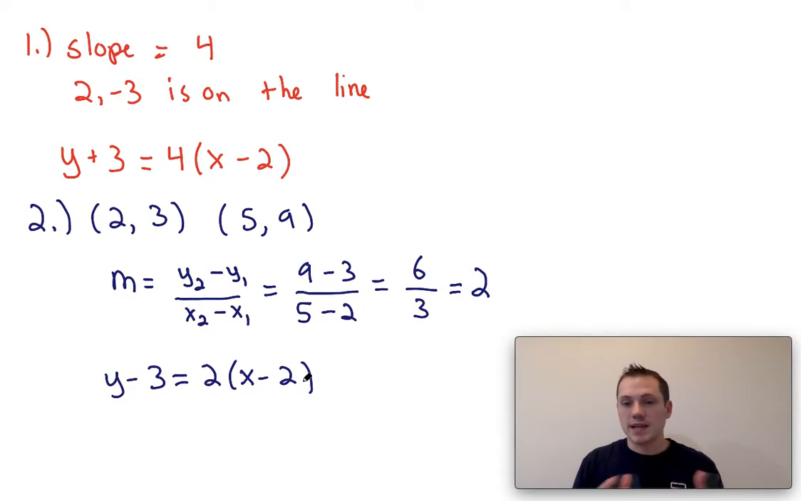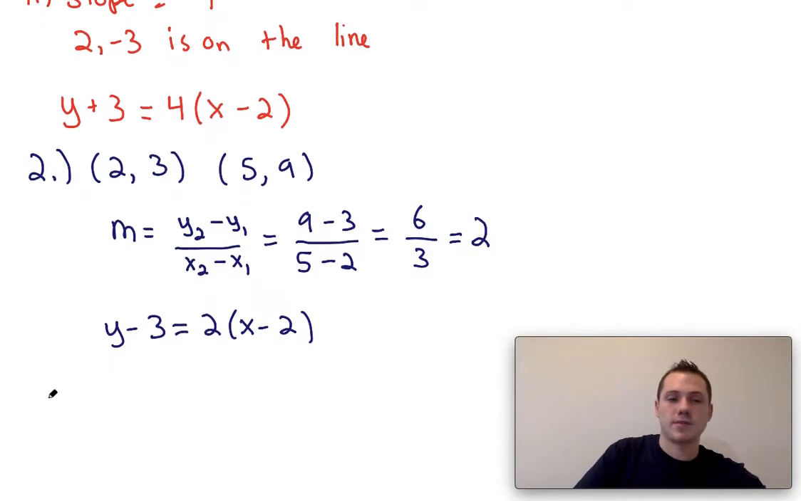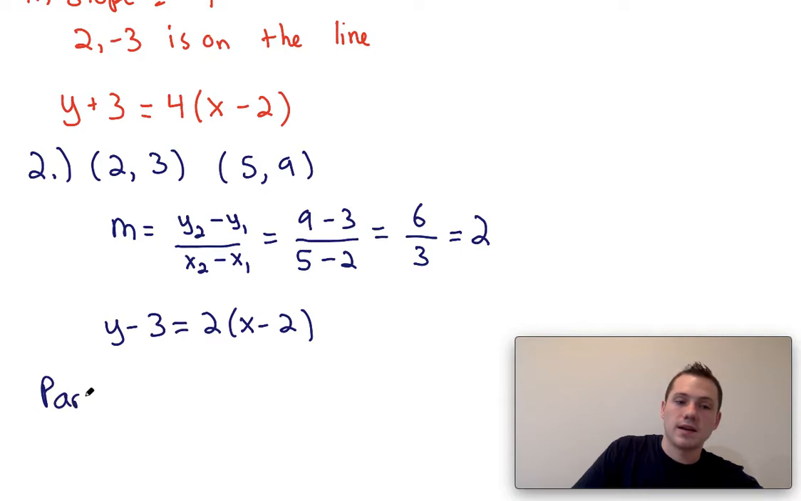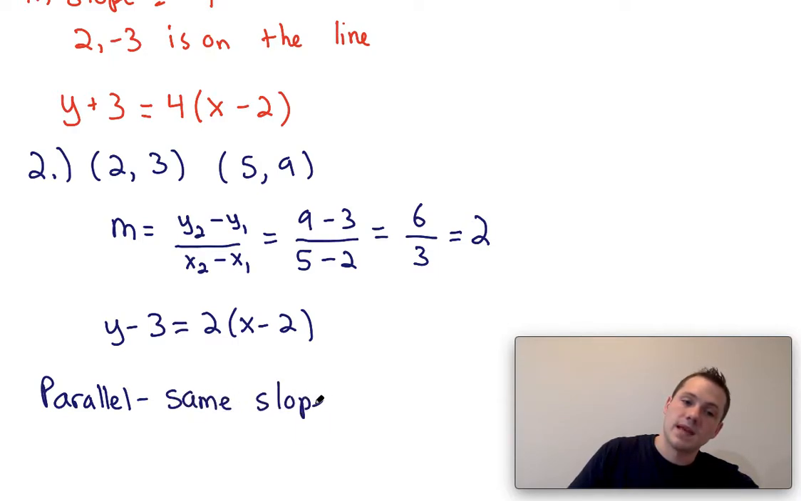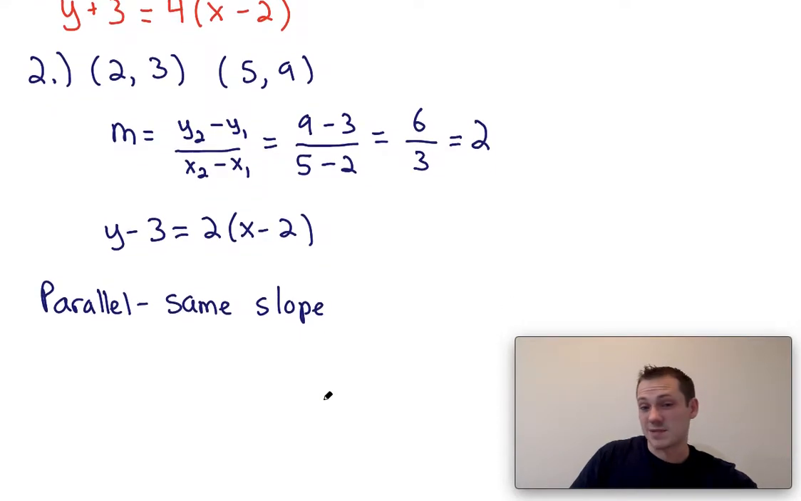Now, there's a few other things that can get thrown into this. They might ask you if a line is parallel to a certain line. And so we just have to remember that parallel means that 2 lines have the same slope. So if you see parallel, just know that that means that their slopes have to be the same. And then we could also see the case where it's perpendicular.